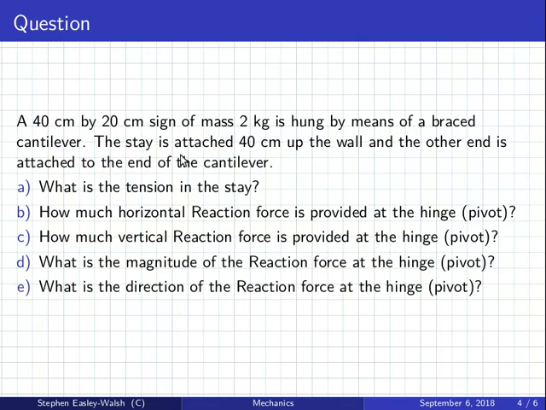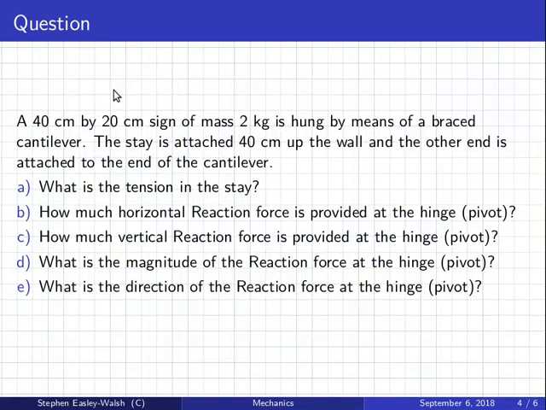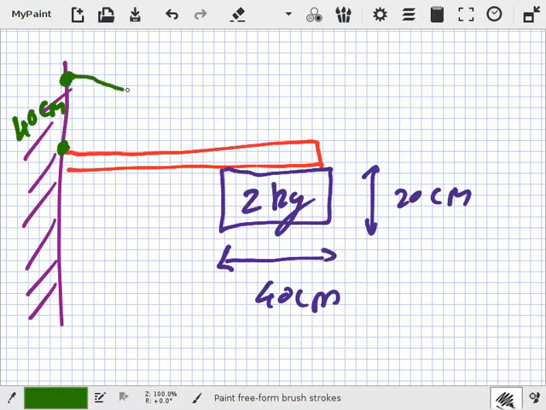The stay is attached 40 centimeters up the wall. So here to here is 40 centimeters. And the other end is attached to the end of the cantilever. So it's attached to the end here like this. Okay.